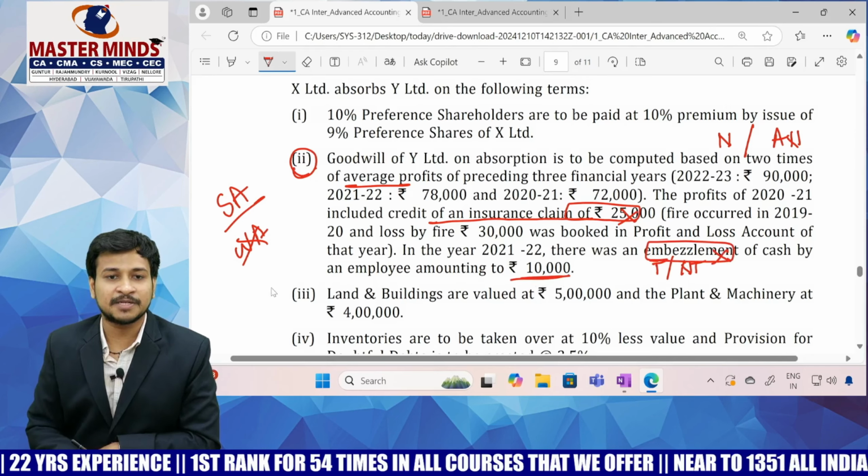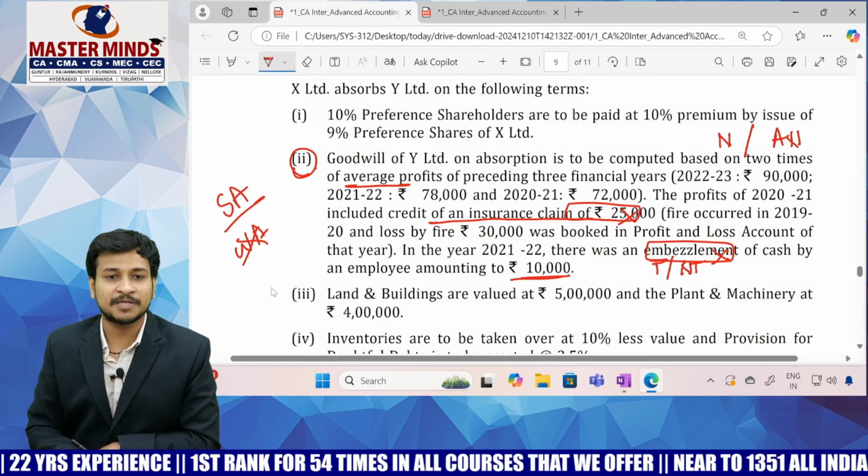And be careful coming to provision for doubtful debts 2.5%. In one of the problems, you need to compute 2.5% on the total debtors of rupees 3 lakhs. X Limited absorbed Y Limited. In some problems, if you observe here an ICT, intercompany transaction or mutual owing of 20,000 is there. So while computing provision for bad debts, he is deducting this 20,000 from 3 lakhs, that is 3 lakhs minus 20,000 is 2.8 lakh. On 2.8 lakh, he is creating the provision. So be very careful in this context.